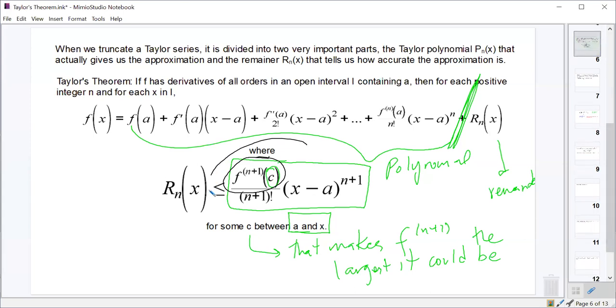This is the Lagrange error bound. That is the largest possible value that our error could be. Our remainder will always be less than that value.